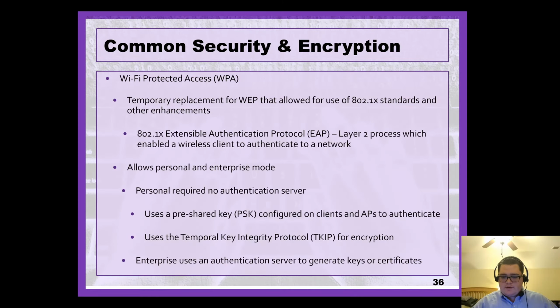Next one I want to cover is wireless protected access, WPA. This was designed to be a temporary replacement for WEP that allowed for the use of 802.1x standards and other enhancements. 802.1x Extensible Authentication Protocol, EAP, was a layer 2 process which enabled a wireless client to authenticate to a network. Layer 2 is a MAC address. Layer 2 is physical addresses. They communicate physically rather than level 3 addresses, which are logical addresses, IP addresses. Devices that are on layer 3 are routers, for example, and layer 2 is switch.